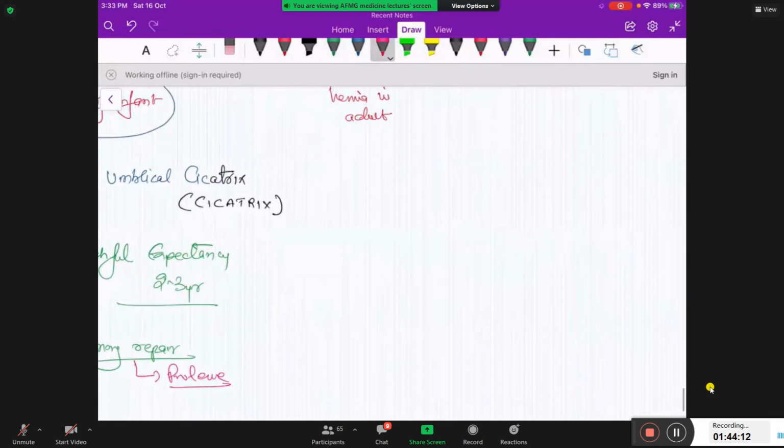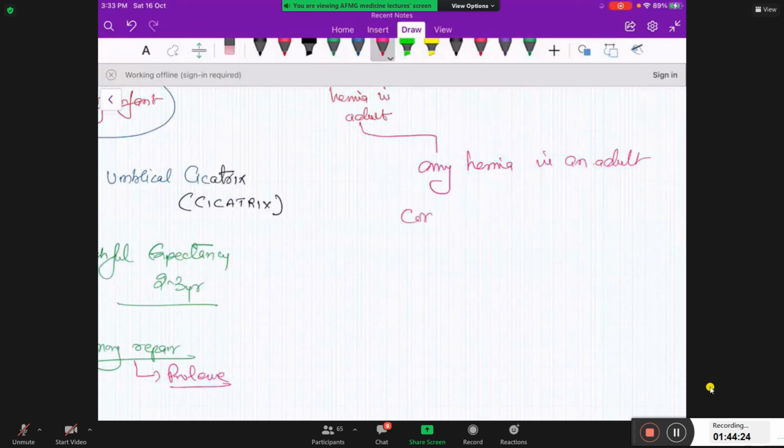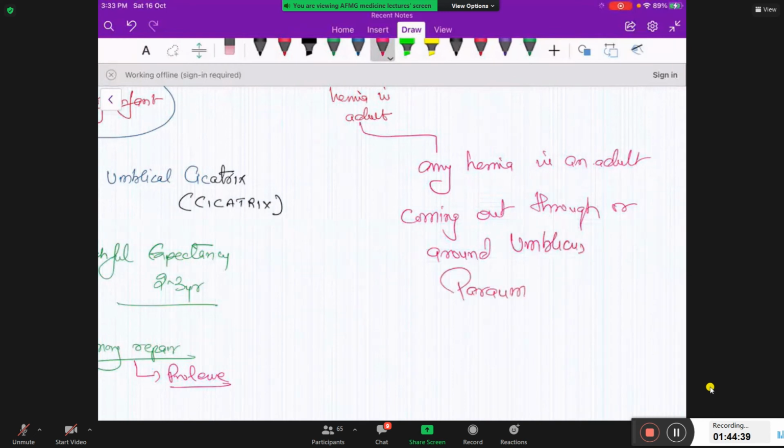Then this umbilical hernia in an adult. Now this is important. Any hernia in an adult coming out through or around the umbilicus is called para-umbilical hernia.